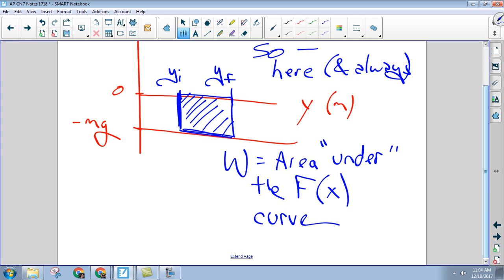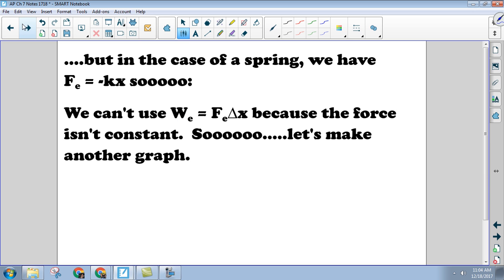All right, now, what if the force is not constant? Well, in the case of a spring, the force is not constant, right? Force is negative kx, right? All right, so because the force isn't constant, we can't just do that. So let's see what that graph would look like now.